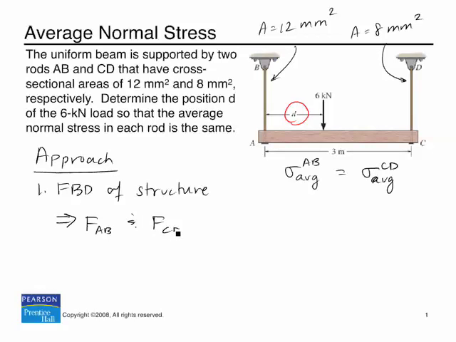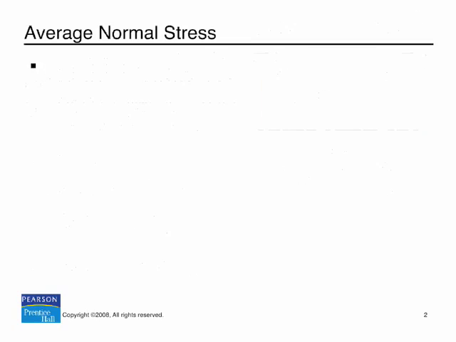The next thing we're going to do is use the equations we get out of step 1, and put them into the stress equations where we equate the stresses, as we've written here, sigma average AB equals sigma average CD. And from there, we're going to be able to solve directly for what this parameter D actually is. Let's go ahead and get started. So number 1 is an FBD of the structure.